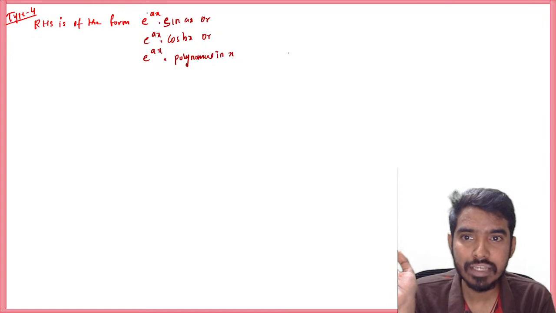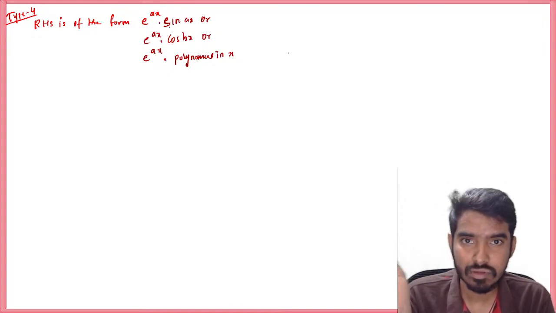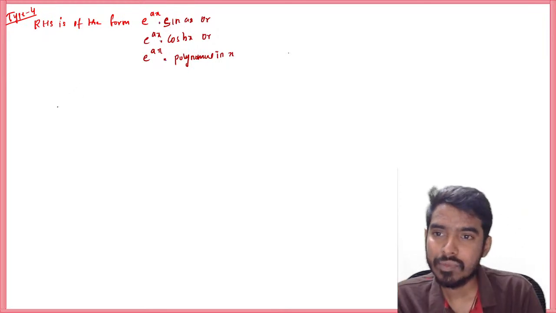If you have plus, take this as PI1, take this as PI2, and find PI1 using type 1 and find PI2 using type 2. But here you have multiplication. You have to know the difference, right? Okay.